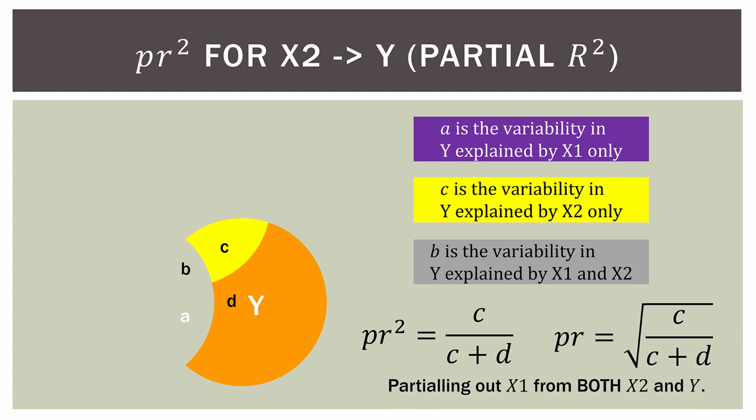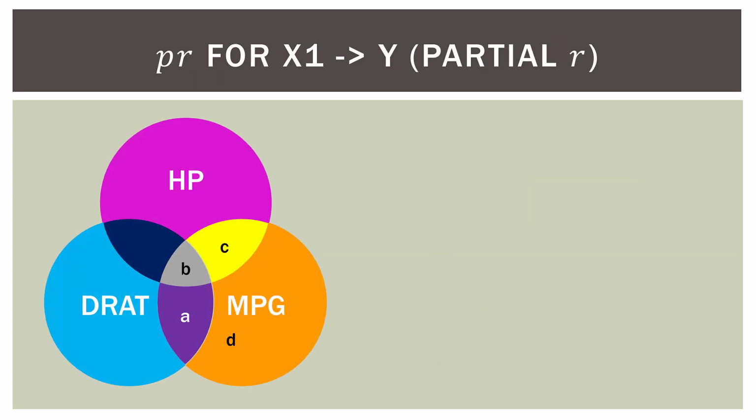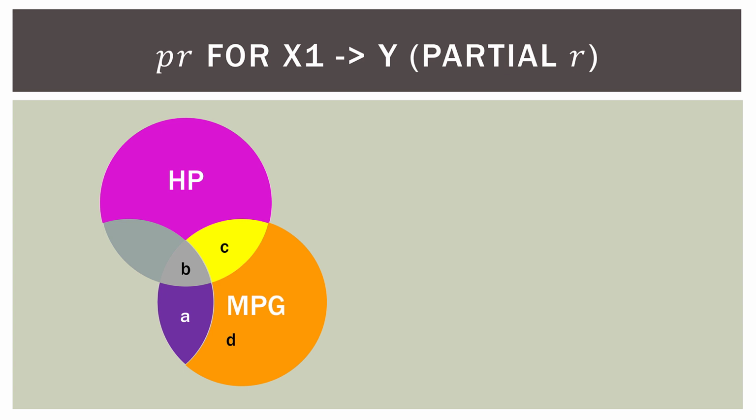And we partialed out X1, that's sort of this bite out of the side of A and B, from both X2 and Y. So that is what partial correlation looks like in these Venn diagrams or circle diagrams. So with some simple math, it looks like this. Fade everything out.